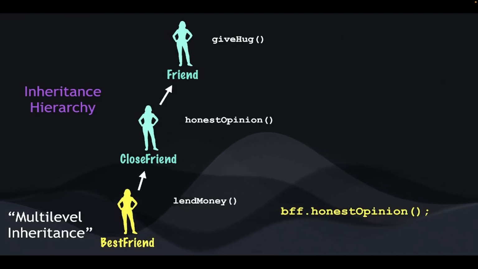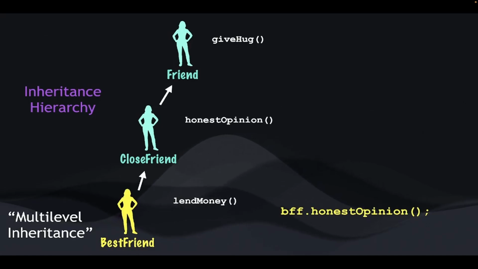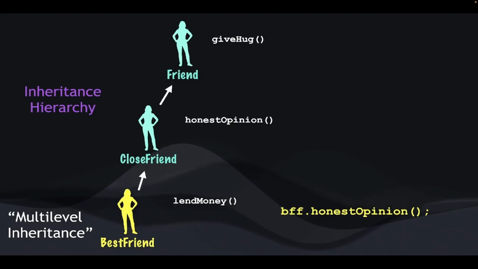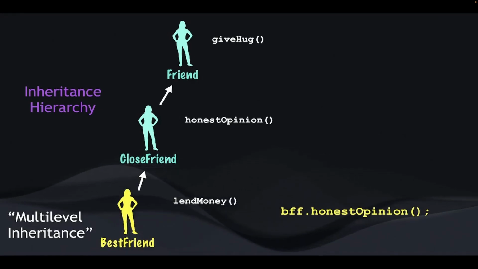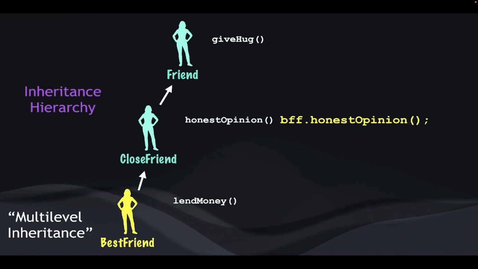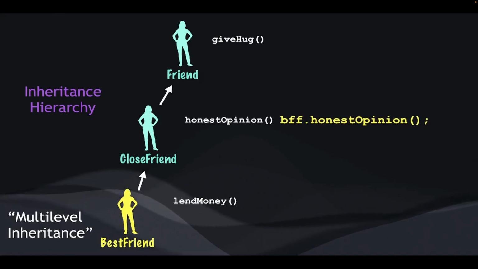So here's what the compiler does. It's going to look and see that, okay, BFF is an instance of best friend. So it goes to the best friend class and it looks for this honest opinion method. Of course, it's going to look around here and not see that. But what it is going to see is that, oh, best friend doesn't have an honest opinion method, but it does extend close friend. So I better go look there. And so it's going to go up the inheritance hierarchy one level, and it's going to look in the close friend class. It's going to look and see, oh, here's an honest opinion method, so I'm going to use that.